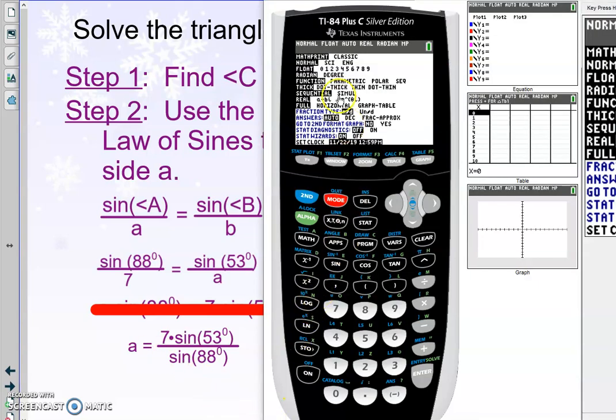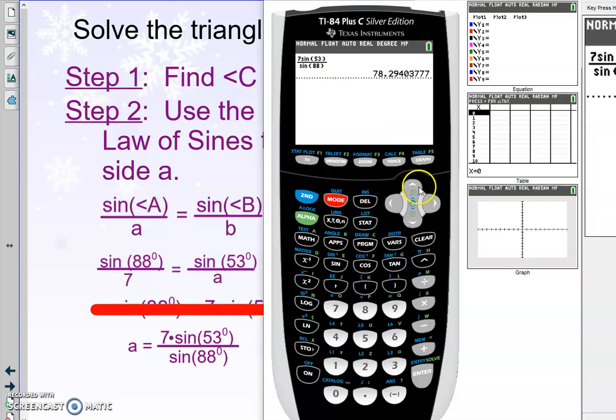So there's my calculator. Whoops, look at this. I'm not in degrees mode. I better switch over to degrees mode. There we go. All right, we're in degrees mode. And I'm going to type this in. Let's see here. I'll use my shortcut fraction key. 7 times the sine of 53 divided by the sine of 88 equals that.